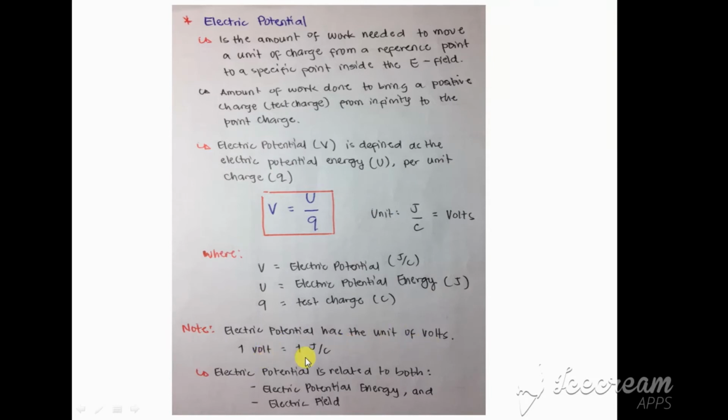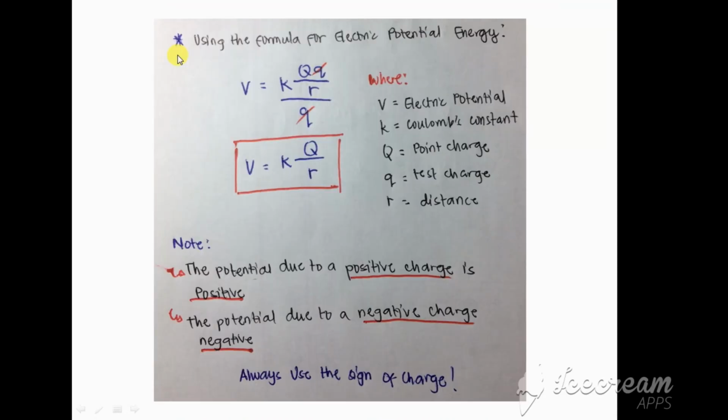Now, 1 volt is equal to 1 joule per coulomb. Electric potential is related to both electric potential energy and the electric field. Since electric potential is equal to electric potential energy over charge, we need to apply the formula for electric potential energy. So, replacing U with the formula of electric potential energy, the formula for electric potential would be like this.